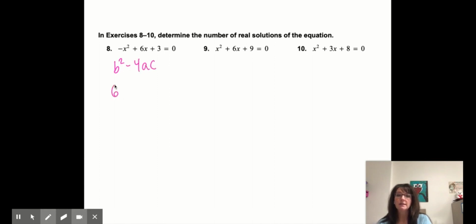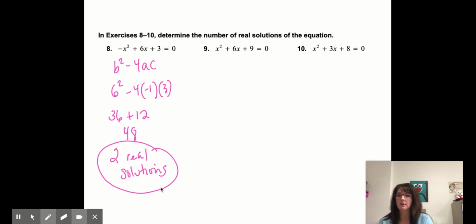So we'll have 6 squared minus 4 times negative 1 times 3. So 36, and then we'll have 4 times 3, so we'll have plus 12. And 36 plus 12 is going to give us 48. 48 is greater than 0, so we'll have 2 real solutions.